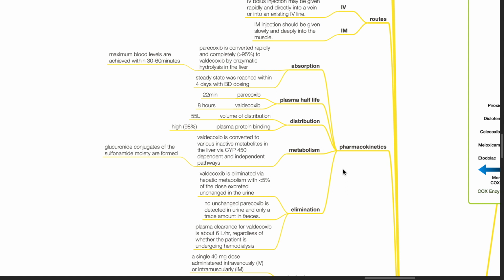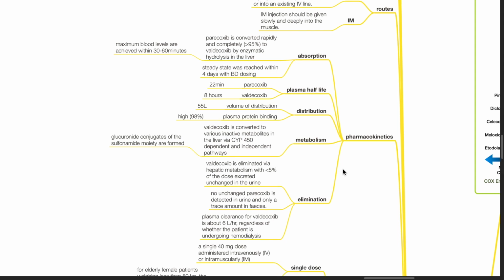Steady state was achieved within 4 days with BD dosing. Plasma half-life for Percocet is 22 minutes, for valdecoxib is 8 hours. Volume of distribution 55 liters, plasma protein binding 98%.